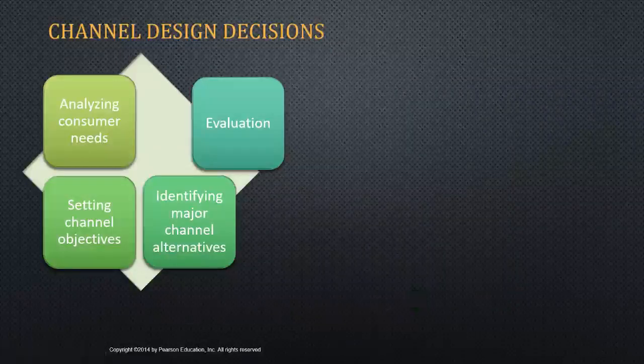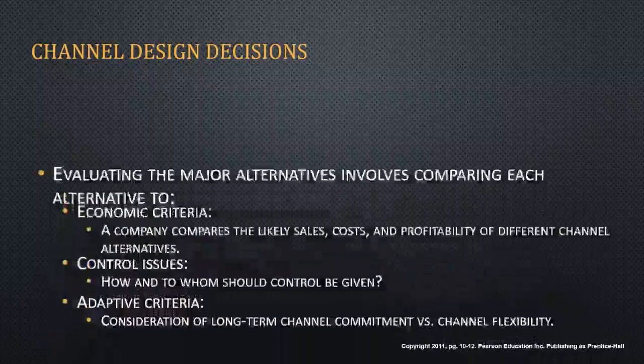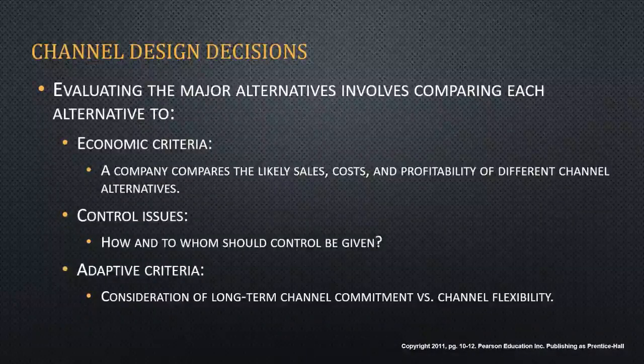Next we have evaluation. Each alternative should be evaluated against economic criteria, control, and adaptability criteria. Evaluating the major alternatives involves comparing each alternative to economic criteria. So the company will compare the likely sales, cost, and profitability of different channel alternatives. We also have control issues: how and to whom should control be given. And the last one is consideration of long-term channel commitment versus channel flexibility.